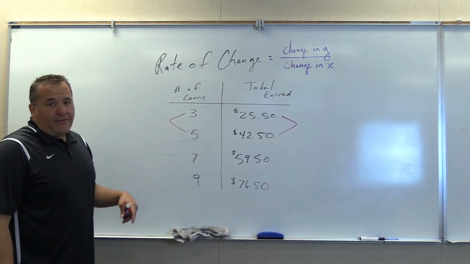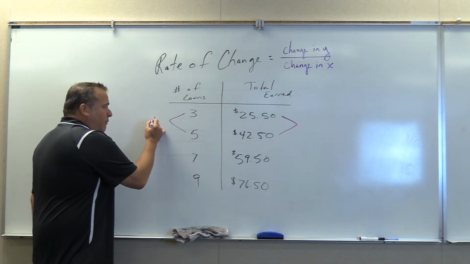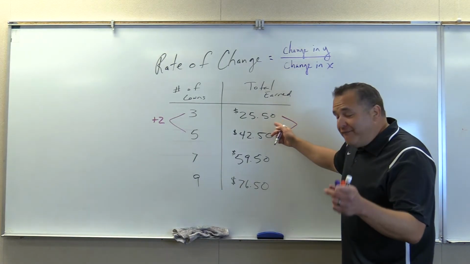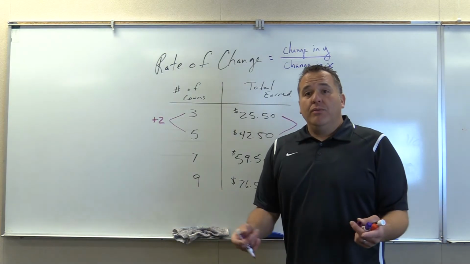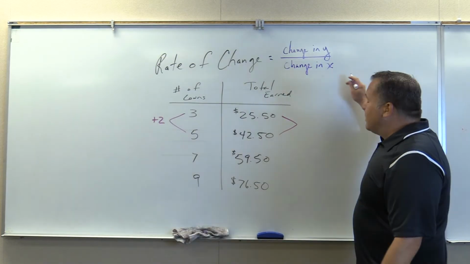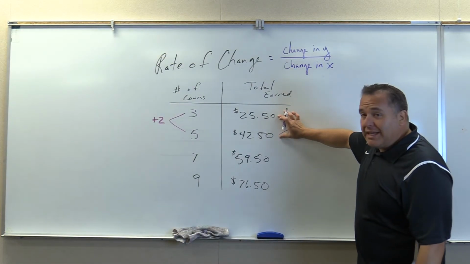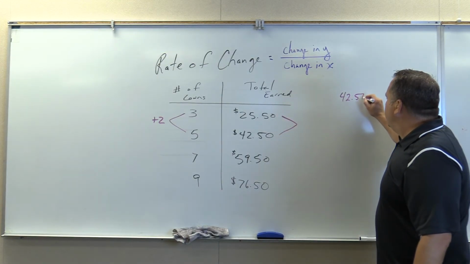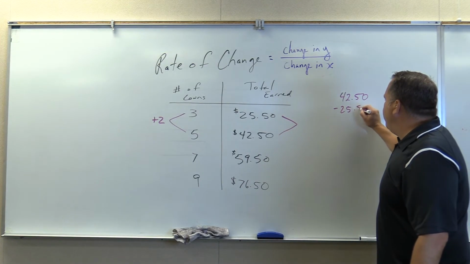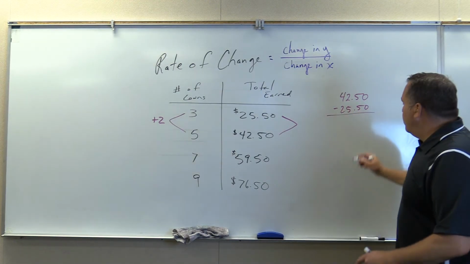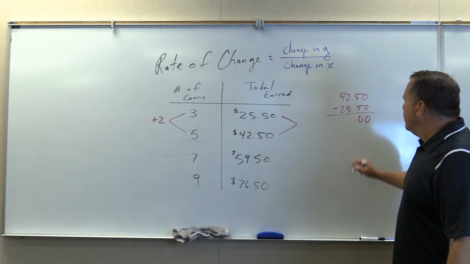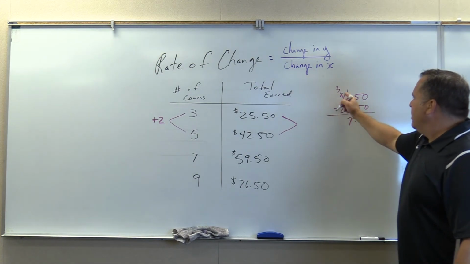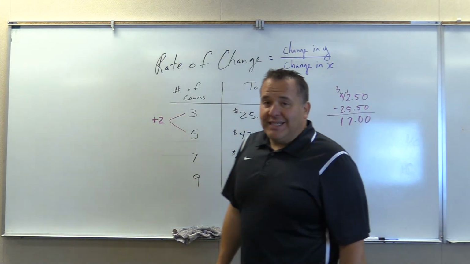What are you doing to 3 to get 5? You're adding 2. What are you doing to 25.50 to get 42.50? Now, I don't know, so what I do is I'm actually going to do the work over here. To get the difference here, the change, I'm going to subtract 42.50 minus 25.50. And when I subtract, look what happens. That's 0, 0, 2, oh, got to borrow. 12 minus 5 is 7. 3 minus 2 is 1. So I got $17.